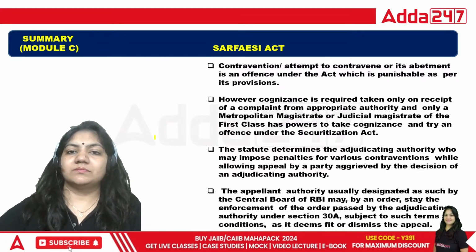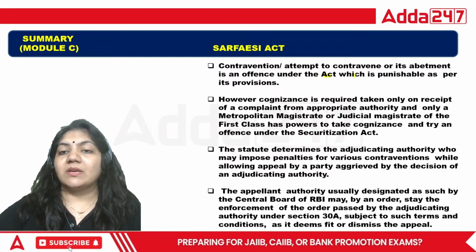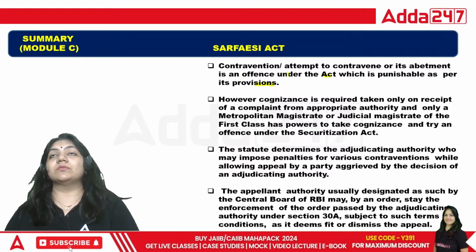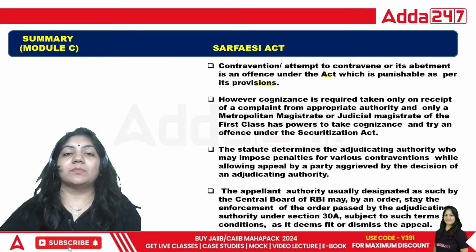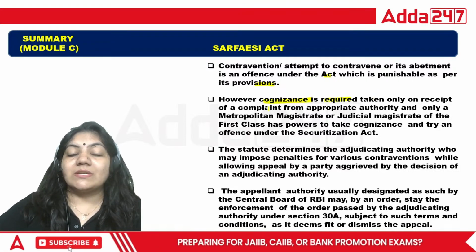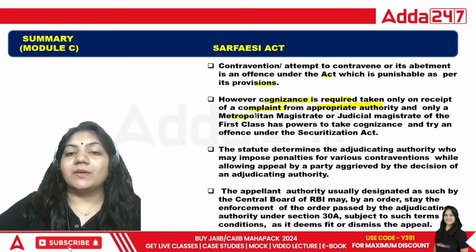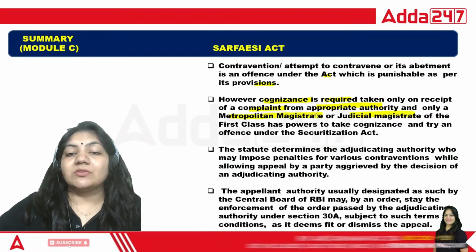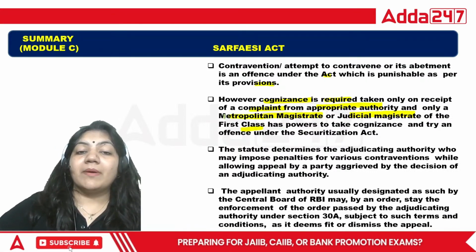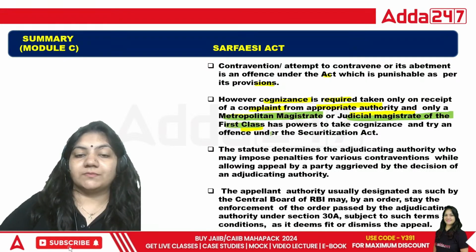Contravention, attempt to contravene or its abetment is an offense under the Act, which is punishable as per the provisions. Yes, we know that if we do not follow the rules and regulations of SARFAESI, the provision is there. However, cognizance is taken only on receipt of a complaint from the appropriate authority. Only a metropolitan magistrate or judicial magistrate of first class has the power to take cognizance. This is very important.